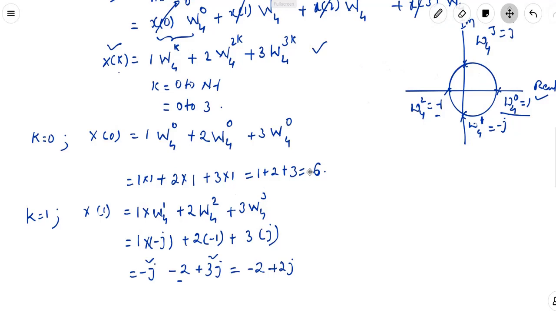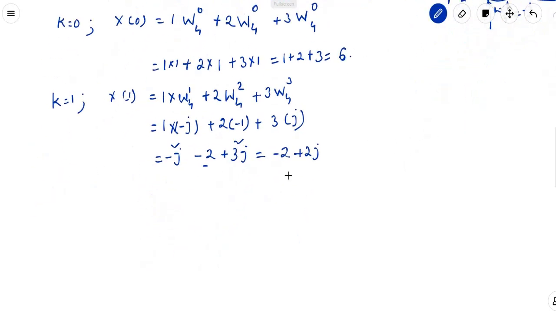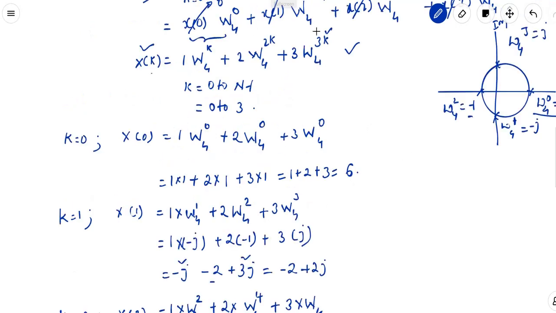Okay, so the next value we will take is k is equal to 2. For k is equal to 2, again we have to substitute. So x of 2 will be equal to 1 into omega 4 of 1 into k, so this becomes 2, plus 2 into omega 4 of 2 into 2, it was 2 into k, so this becomes 4, plus 3 into omega 4 of 3 into 2, so 3 into 2 is 6.